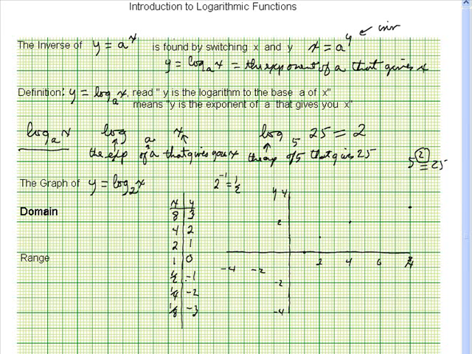When x is a half, that would be right here, y is -1, so that's down here. When x is a fourth, which is halfway to 0, y is -2. When x is an eighth, which is another halfway to 0, y is -3, so we're getting this curve.